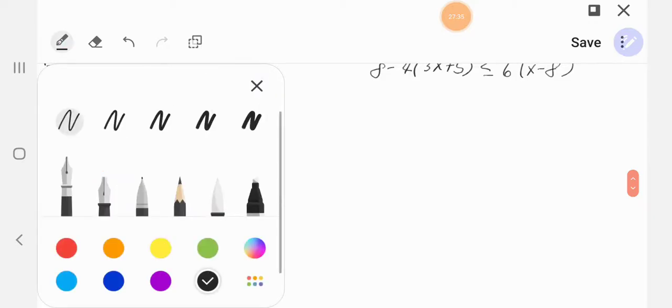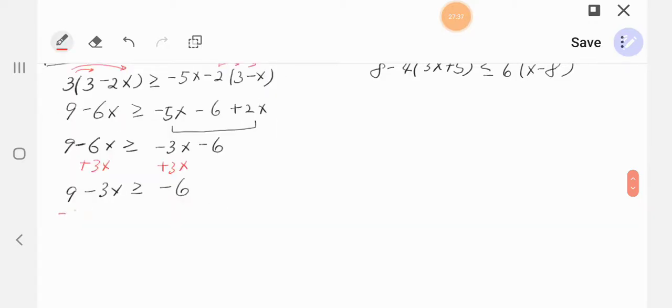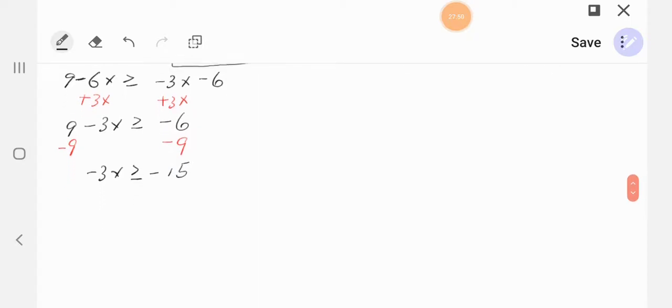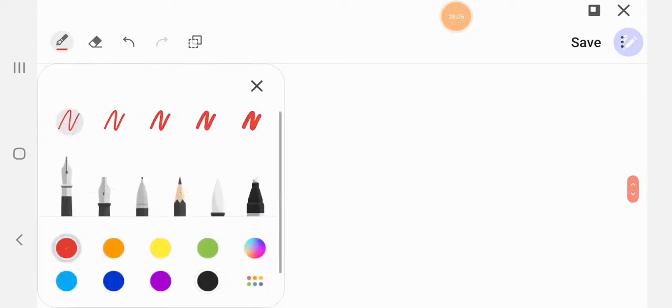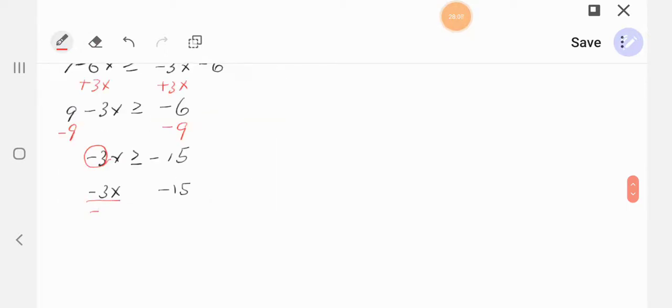And then move 9, clear this 9, so minus 9 each side. So negative 3x is greater than or equal to negative 15. Now, look at this. This is negative 3 times x, right? So this time we will divide the inequality by what? A negative number, right? Negative 3. Divide the inequality by negative 3.